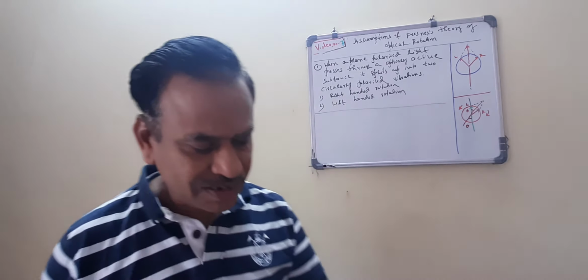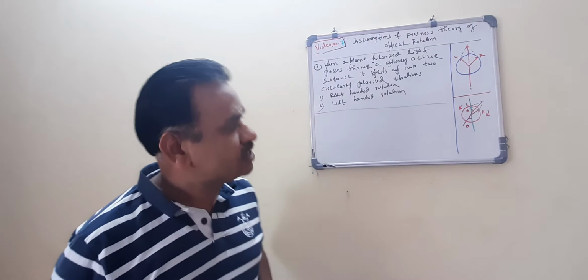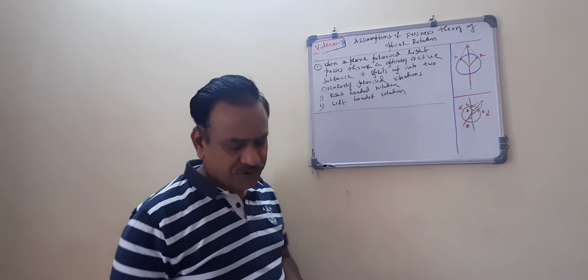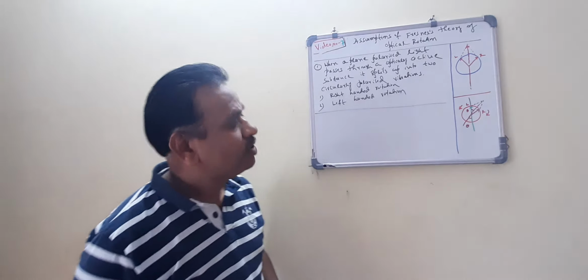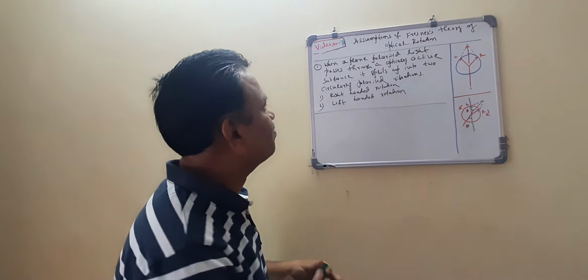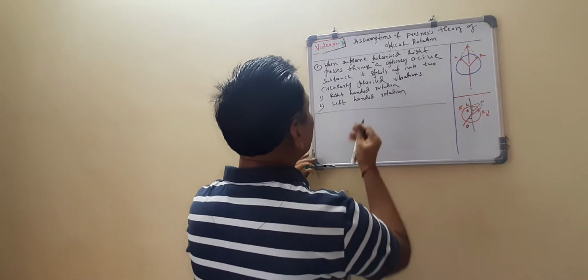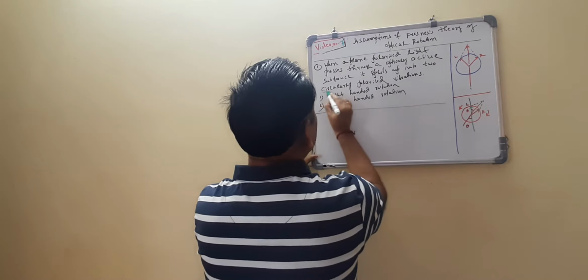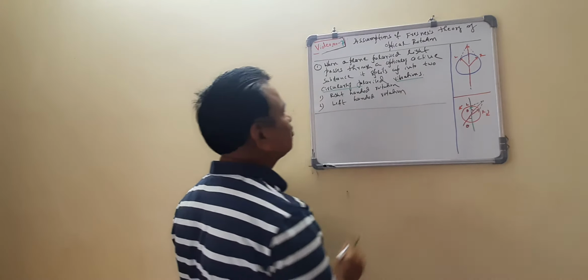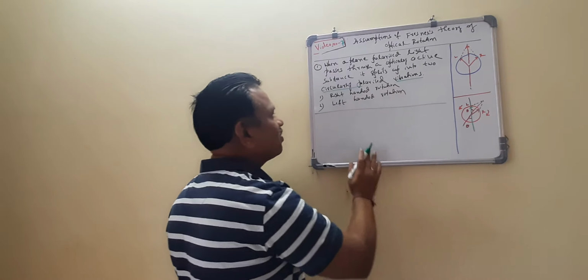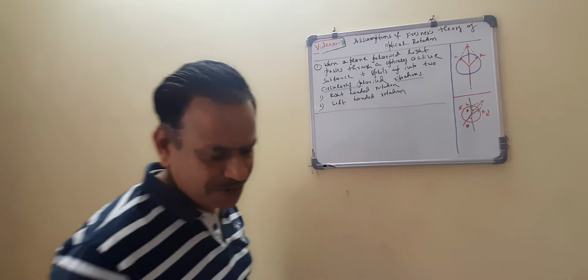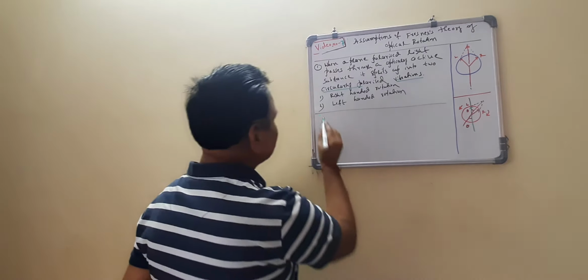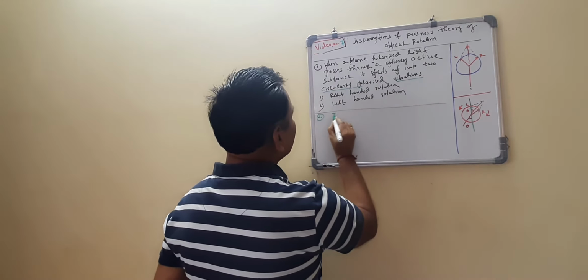This is the first part, very simple. When plane polarized light enters the optically active substance, it splits up into two circularly polarized vibrations. That is important: two circularly polarized vibrations. One is right-handed rotation and the other is left-handed rotation.